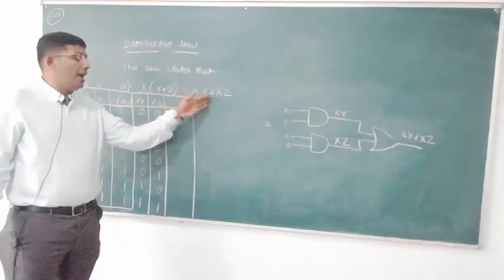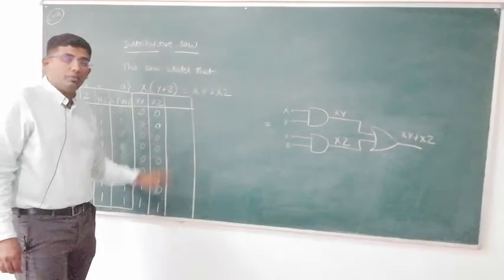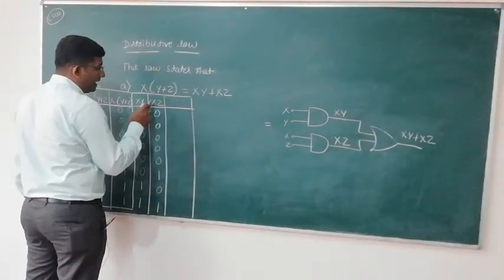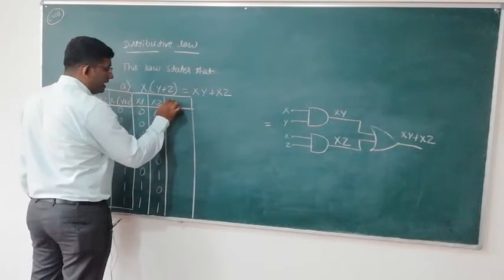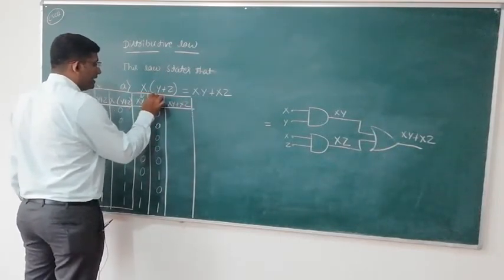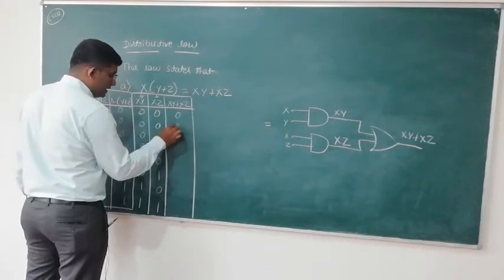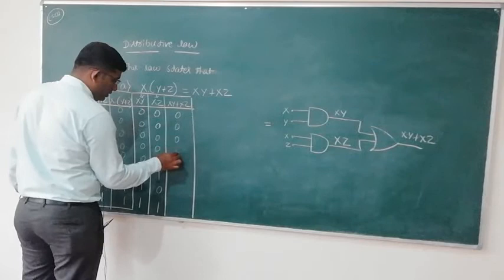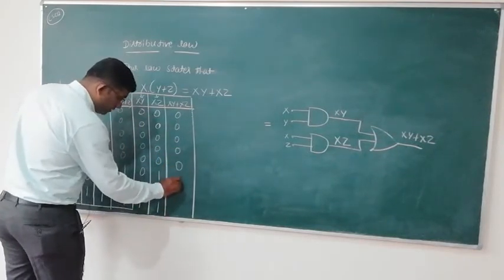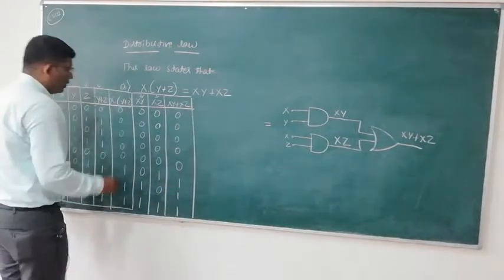Now we need to add these two values, that is xy and xz need to be added. Now I am writing xy plus xz. These two will be considered. 0 plus 0, 0; 0 plus 0, 0; 0 plus 0, 0; 0 plus 0, 0; 0 plus 0, 0; 0 plus 1, 1; 1 plus 0, 1; 1 plus 1, 1.